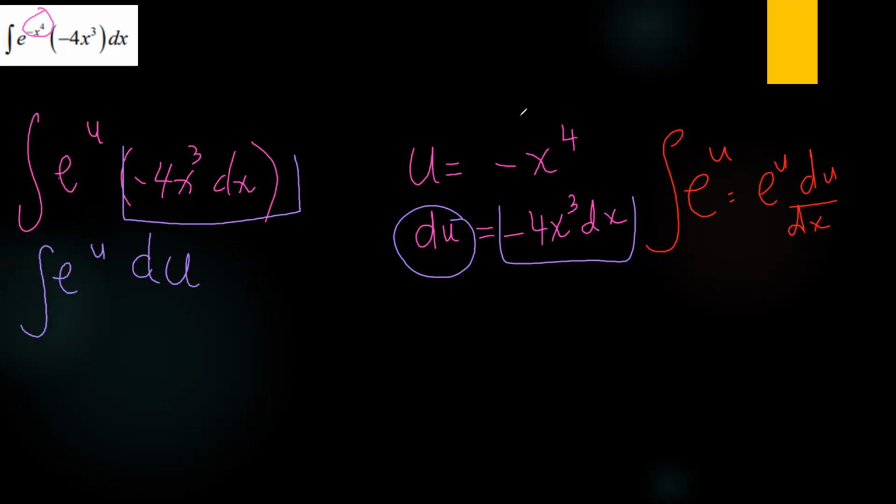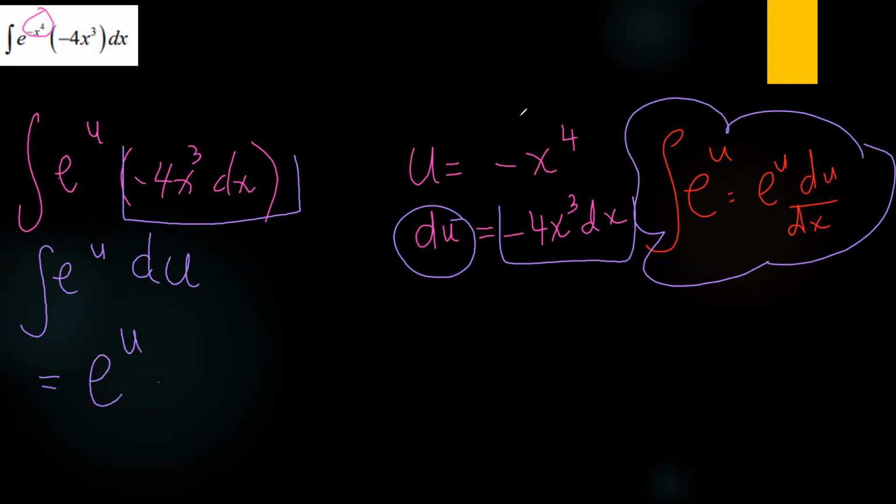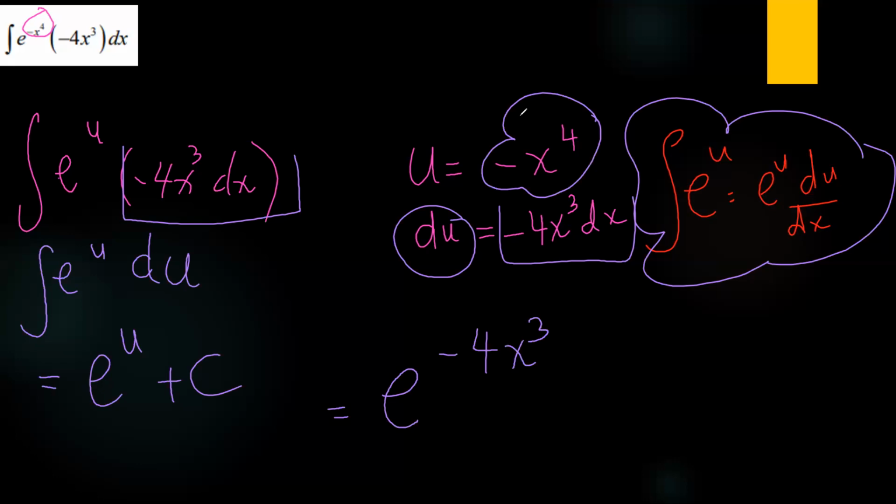Then let's come back now to our integration. Here we say that the integration of e to the power u times du over dx is e to the power u plus c. So the integration of e to the power u will be e to the power u plus c. Then after that, just rewrite u as negative x to the power 4, plus c.